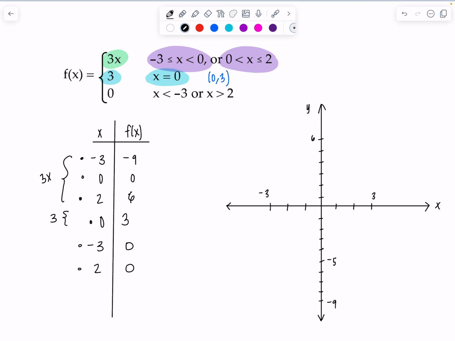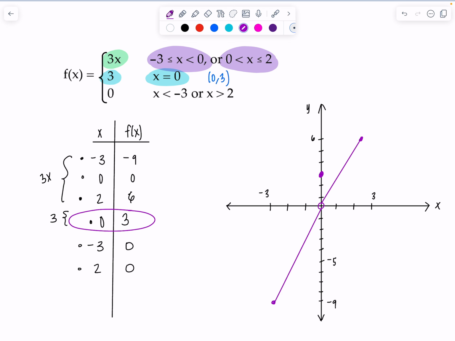Okay, so these are bounded. These are bounded. No arrows on this. Got it? Very good. -3, -9, closed circle. 0, 0, open circle. Connect it. And then 2, 6, closed circle. So basically it's just the line y equals 3x with 0, 0 plucked out. Then randomly 0, 3 floating over here like a little loner.